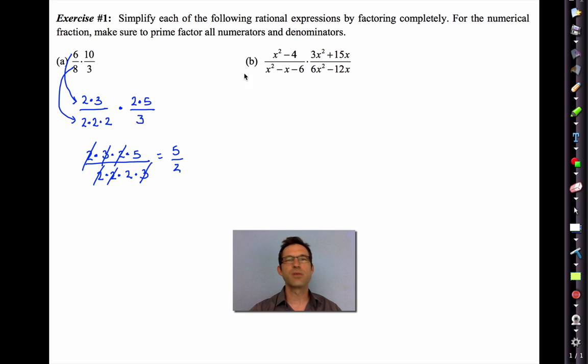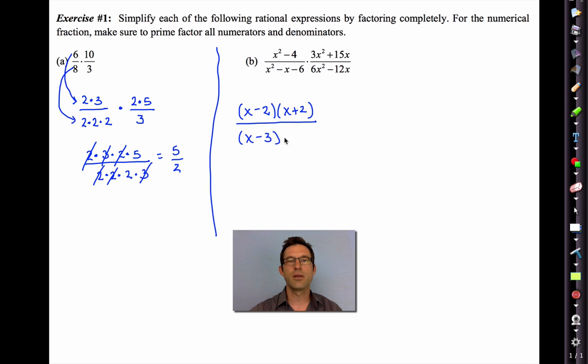So take a look at letter B. This looks like an absolute beast, but watch how easy this is going to be. The numerator I can factor in the first fraction by using the difference of perfect squares, x minus 2 times x plus 2. The denominator of that first fraction I would factor by using a little bit of trinomial guess and check, and I'd have something like that. Now, the numerator in this fraction, I'll factor using a GCF. I'll factor out a 3x, and I'd be left with x plus 5. And in the denominator, I can factor out a 2x, and I would be left with a 3x.